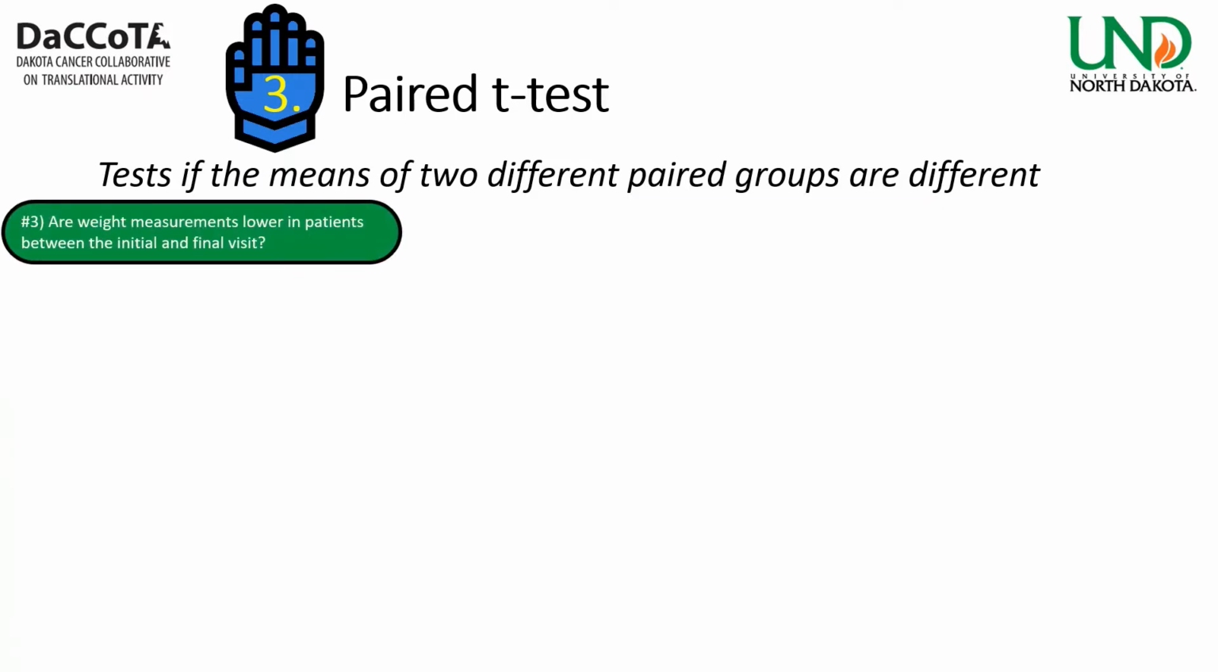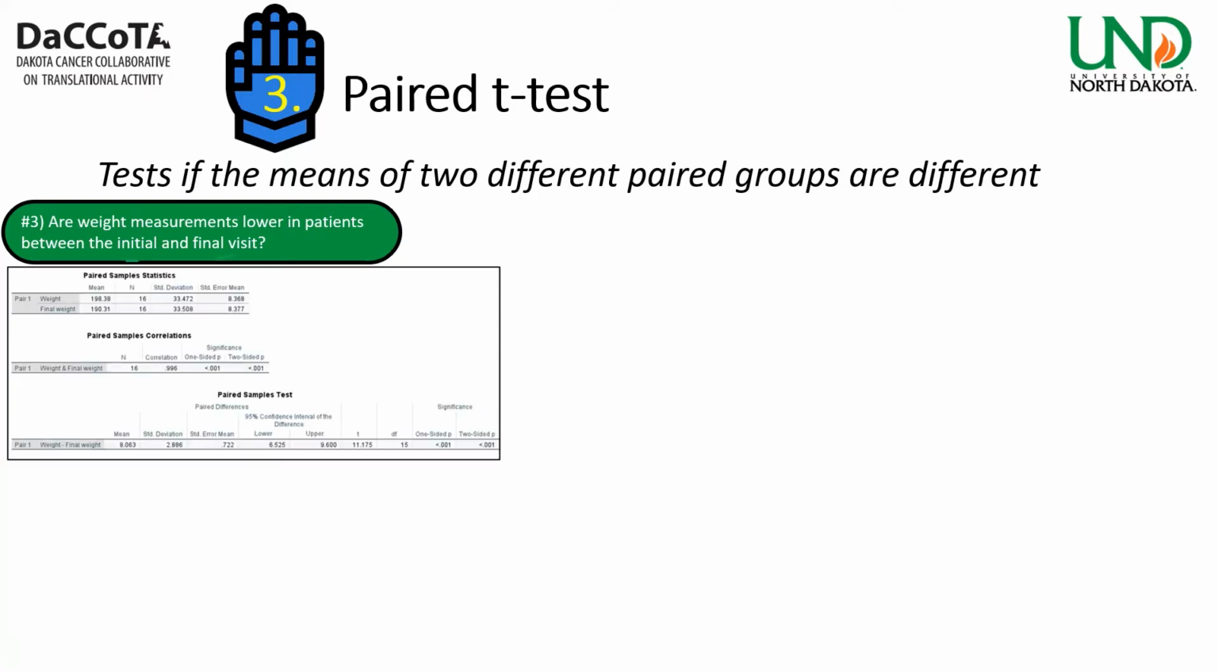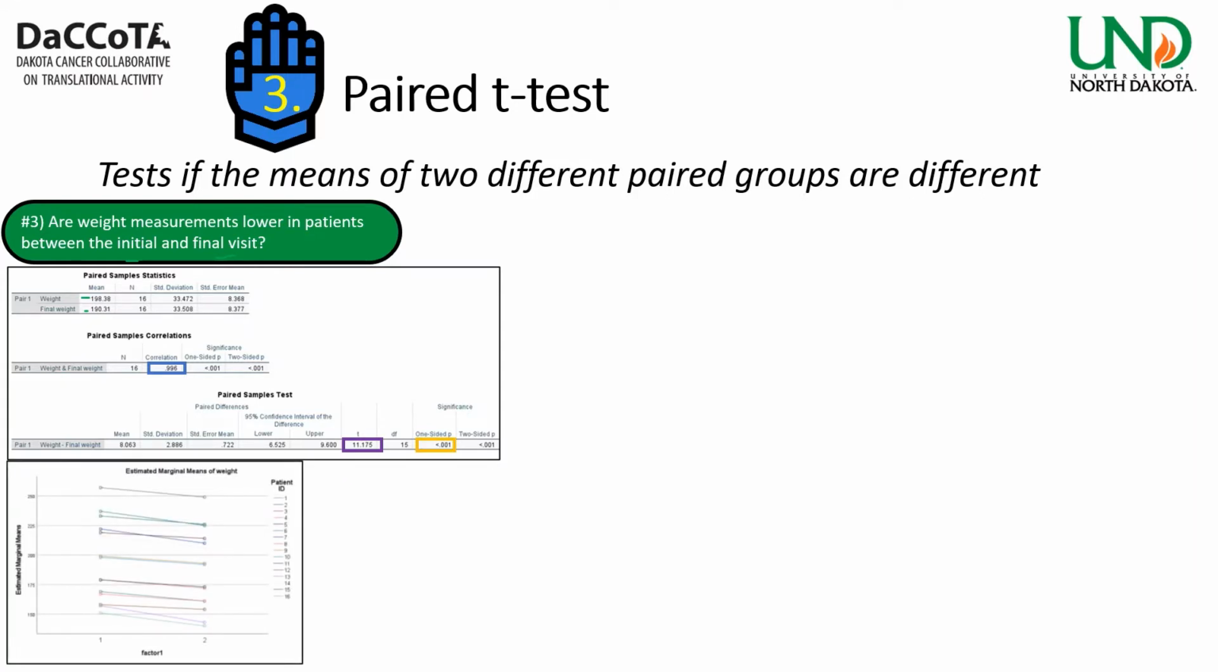Now looking at the same patient data set, but now let's look at weight measurements. Are they lower in patients between the initial and final visit? So let's see if weight's any different. We had 198 and then finally 190, so a loss on average of about 8 pounds. Pretty high correlation, so there's really strong correlation between patients' initial and final weight. And a high t-value, and this was significant. Yes, so weight was significantly lower at the final visit, so patients lost weight between these measurements.